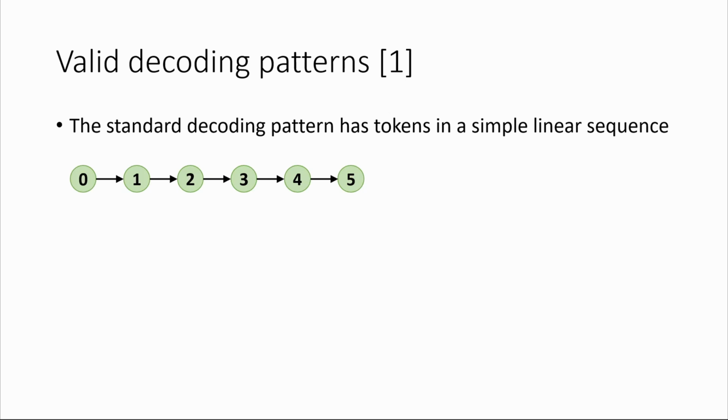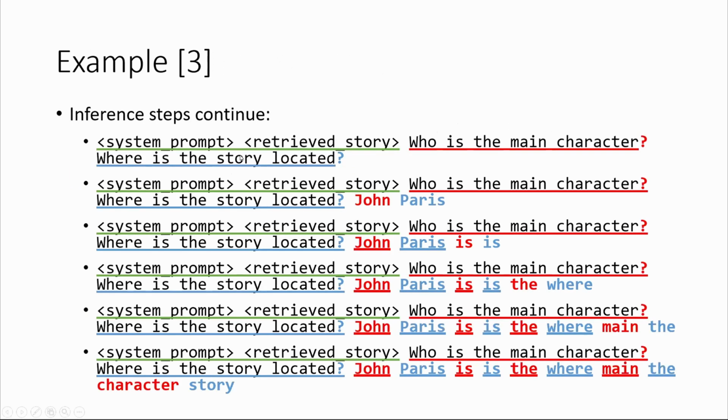I'm saying this is not an approximation of what would have happened if you had asked these 2 questions separately. This is the exact floating point values you would have gotten if you had said, system prompt retrieve story, who's the main character, and just had it do completion. System prompt retrieve story, where is the story located? Question mark, and just have it do completion. You will get the exact same floating point values. This is not a trick that approximates it. This is literally the exact same calculation.